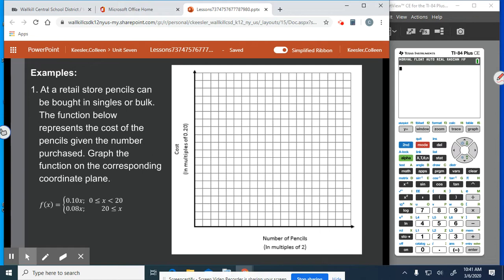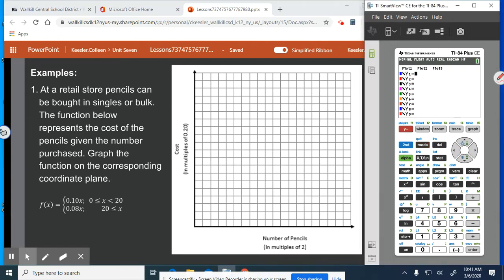All right, so we have to graph both those functions. The easiest way to do it is pull up both of the functions in your calculator first. So we're going to go to y equals and put both of them in. So 0.10 times x as the first one, and then 0.08 times x as the second one, and we're going to pull up the table. So we have the sets of values for both functions that we're going to be graphing.